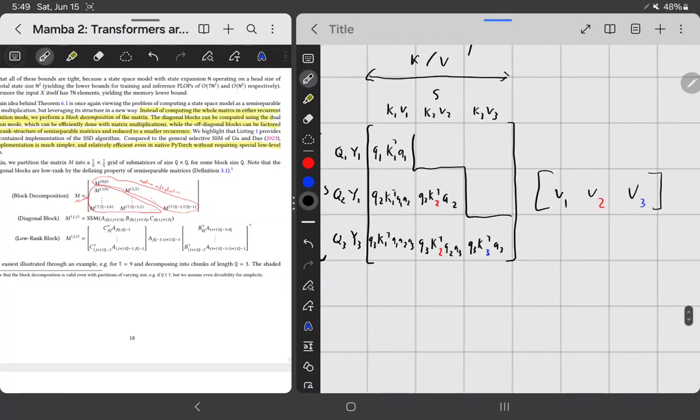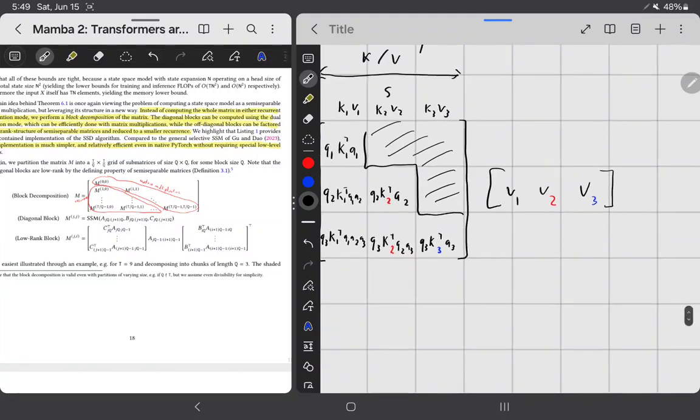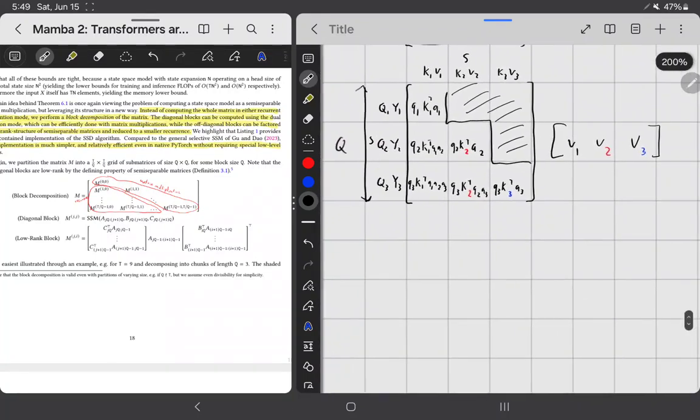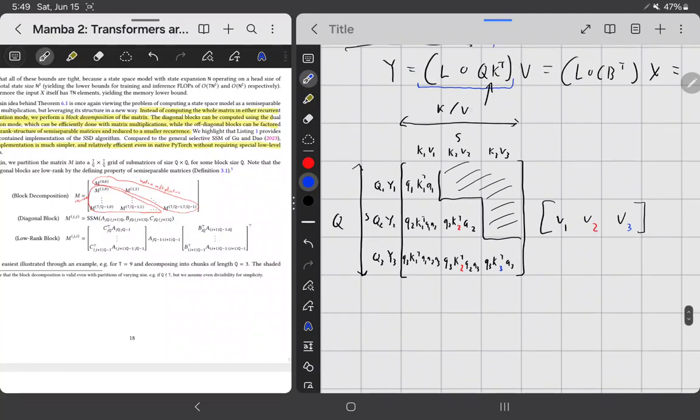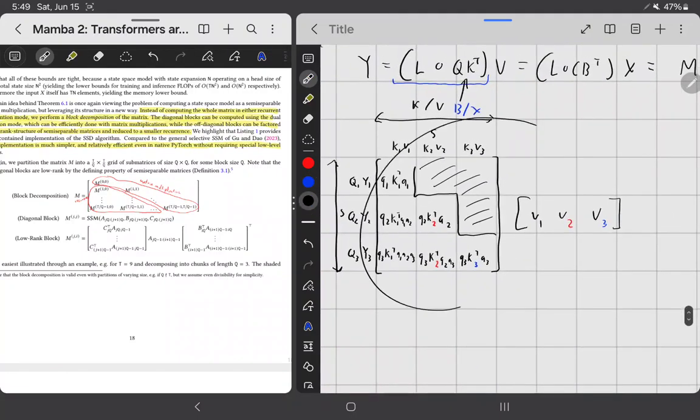And of course, this is your diagonal, so this is zeros, or negative infinities, however you define it. And this has a direct relation with the SSM if we define this to be B and X rather than K and V, or if we define this to be C as opposed to Q. So this is our M matrix that we're defining.